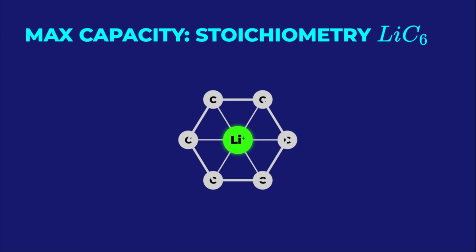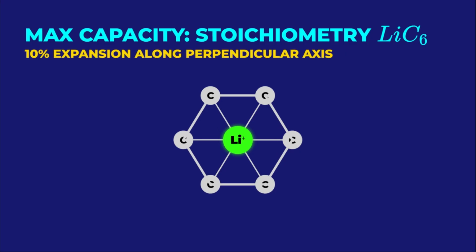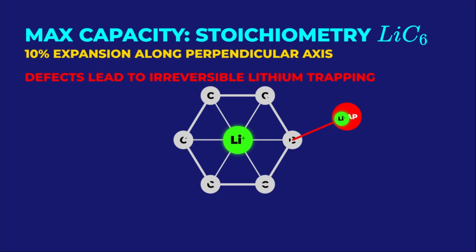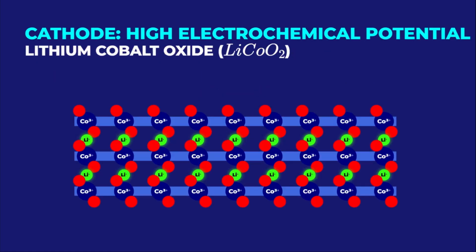At maximum capacity, the stoichiometry reaches 1 lithium atom for every 6 carbon atoms. This insertion causes the graphite to expand by approximately 10% along the perpendicular axis. High-quality graphite must exhibit high crystallinity to ensure low resistance and stable ion transport. Any impurities or structural defects can lead to irreversible lithium trapping, which reduces the total energy the battery can deliver in subsequent cycles. Cathode materials must accommodate lithium ions at high electrochemical potentials to maximize cell voltage.